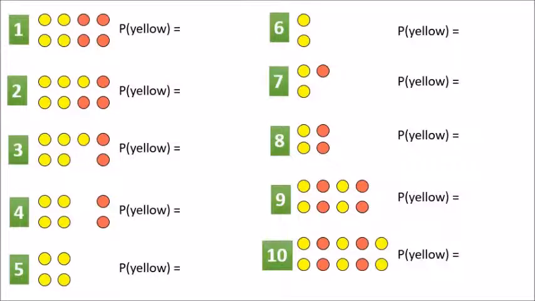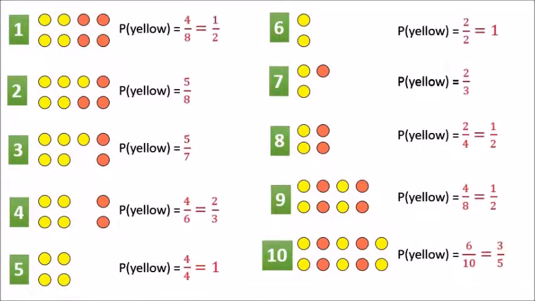So here are 10 questions to try. Find for me the probability of picking a yellow counter in each of these examples. So here are the answers to those questions.